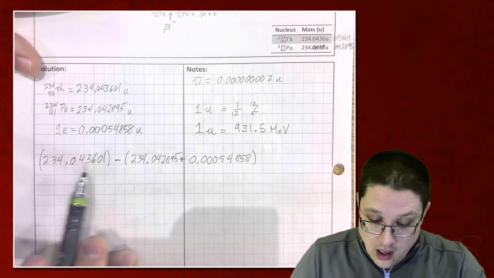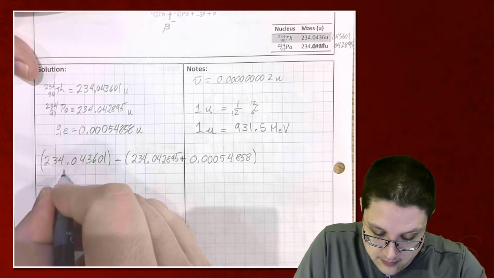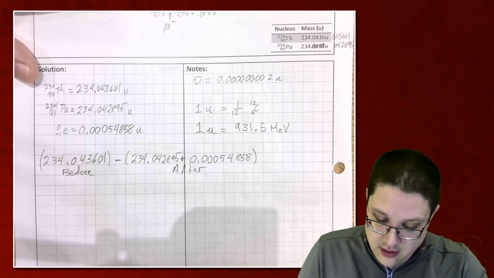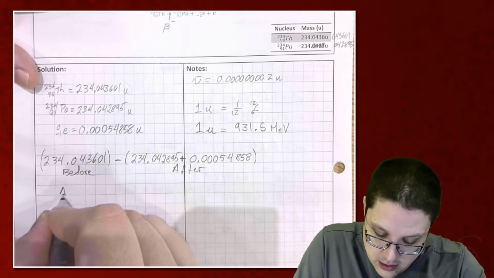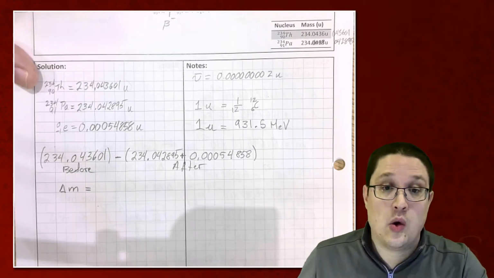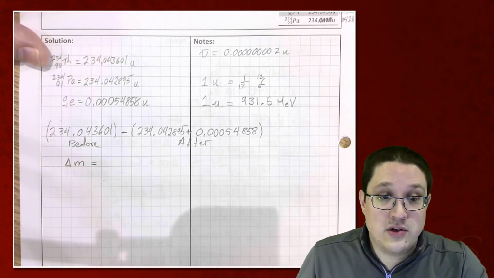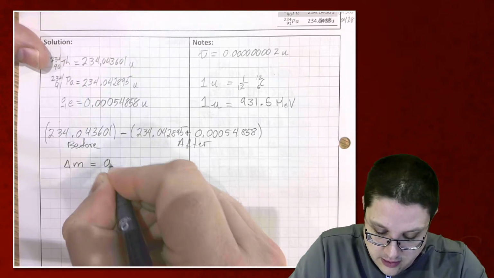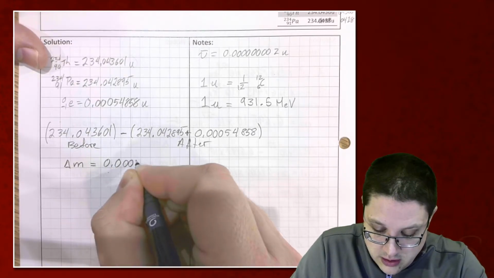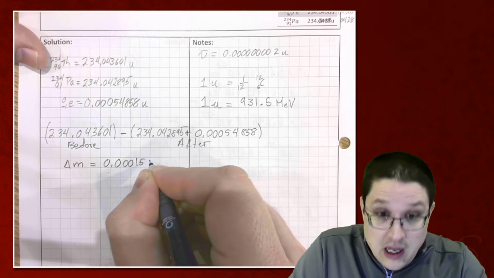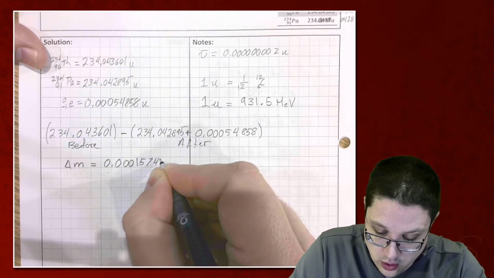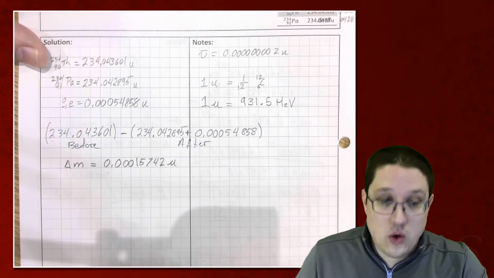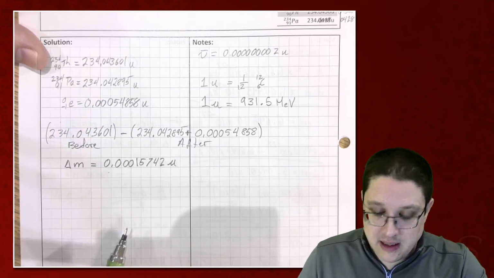So I have this is the before, and this is the after, and that is going to get me my change in mass, or my missing mass here. So to find that out, I do that on my calculator, and I get 0.0001572 atomic mass units. So this here is the amount of missing mass.